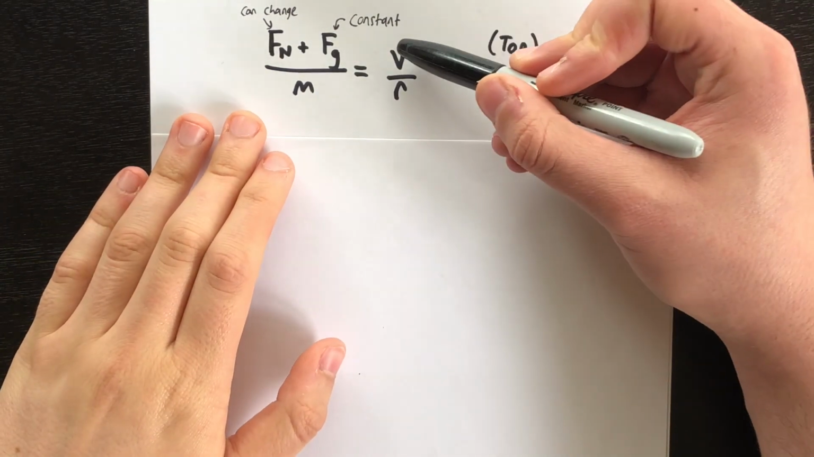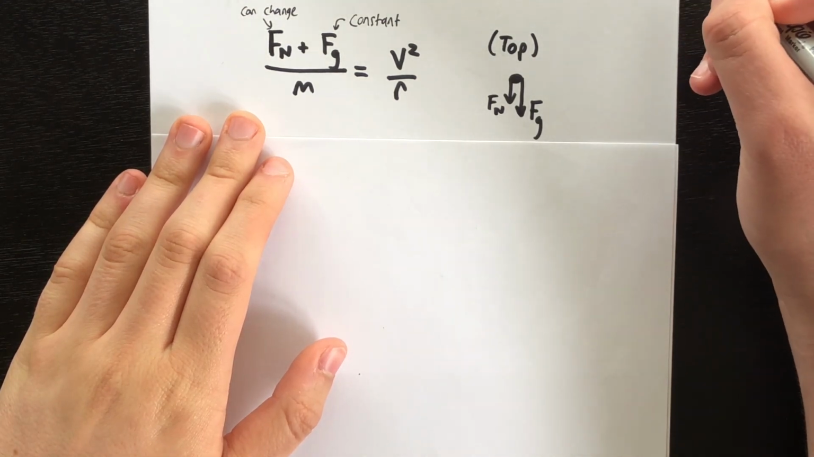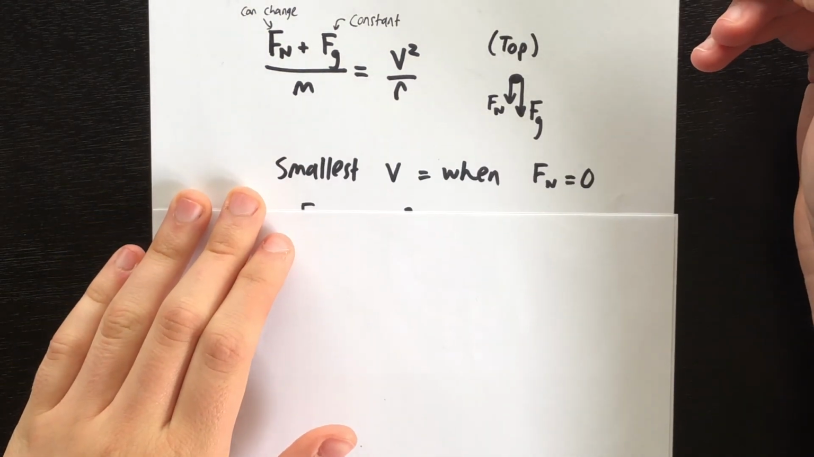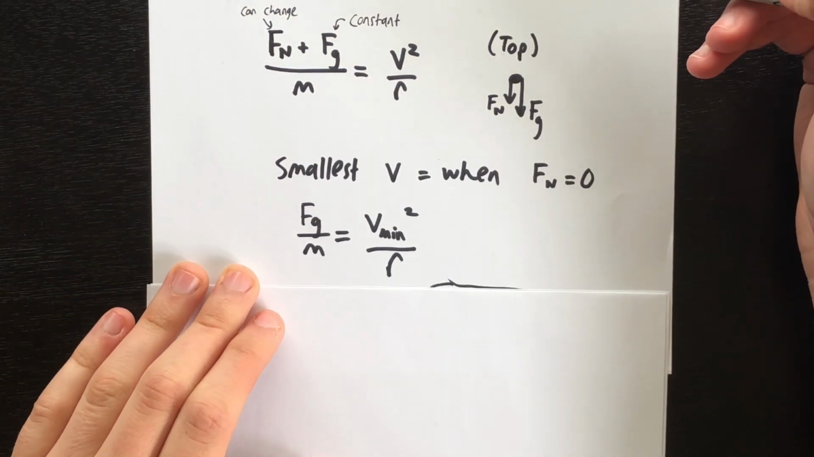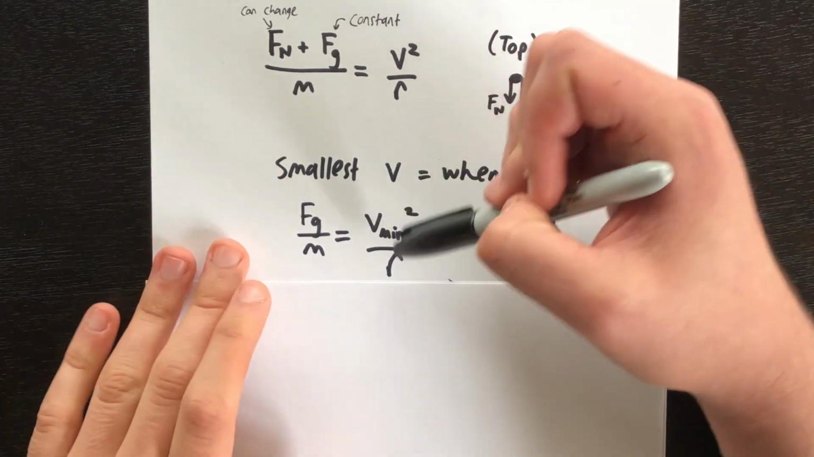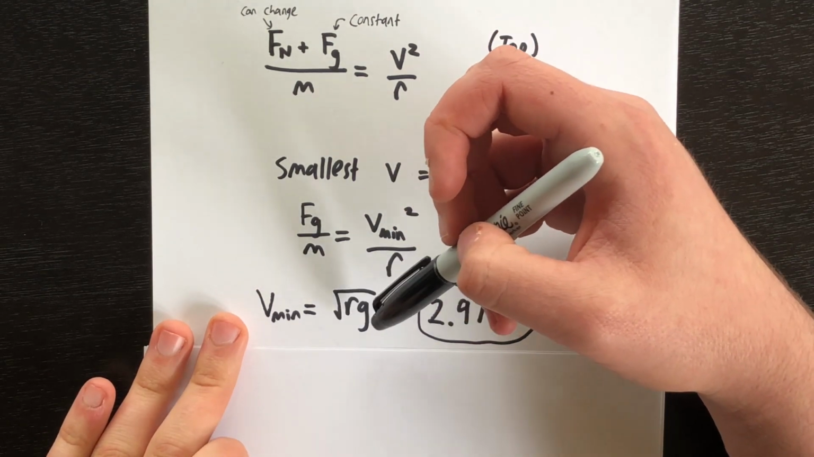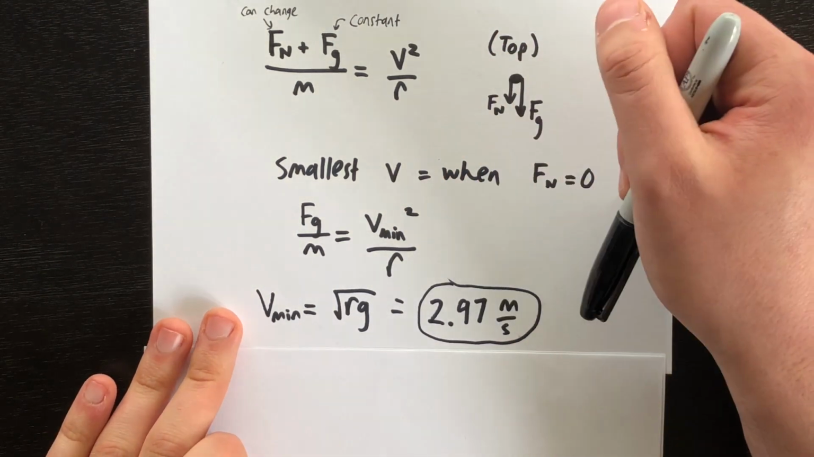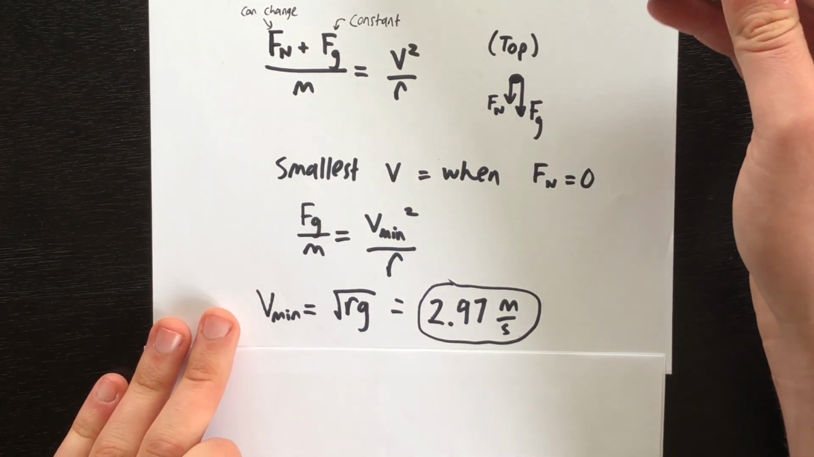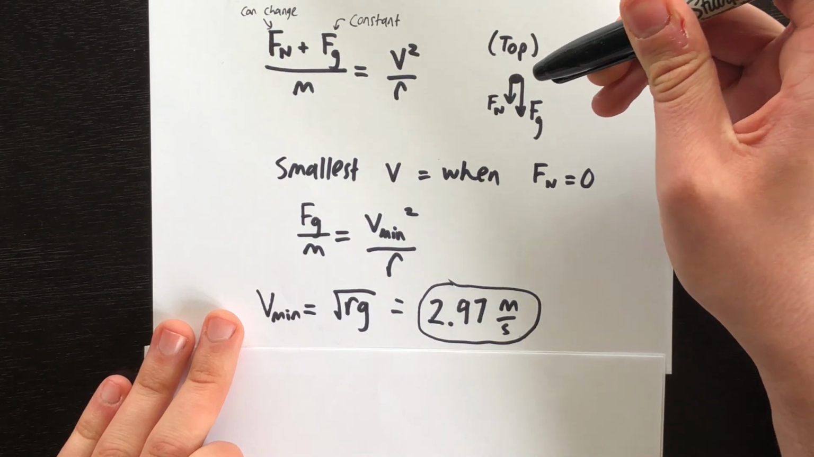So to find the minimum possible velocity that we can do with this bucket and to continue moving in a circle, we have to set the normal force equal to 0. So in that case, the gravitational force would be the only force. And if we solve this out, we get that the minimum velocity is the square root of r times g, or 2.97 meters per second for this scenario. And I was moving it at about 3 point something, so if I had gone just a little bit slower, it wouldn't have stayed moving in a circle.